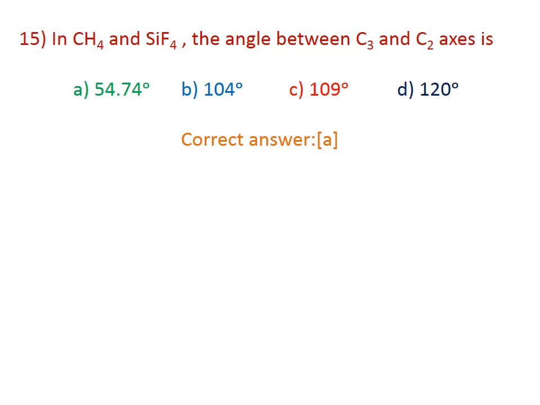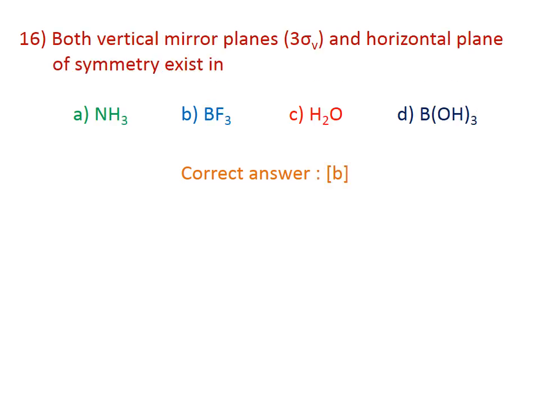In CH4 and SiF4, the angle between C3 and C2 axis is 54.74 degrees. The correct answer is A.